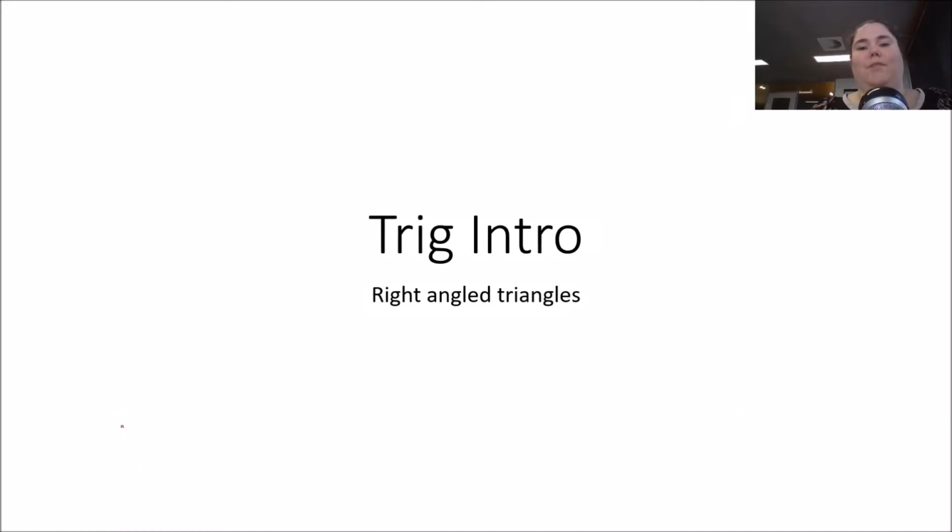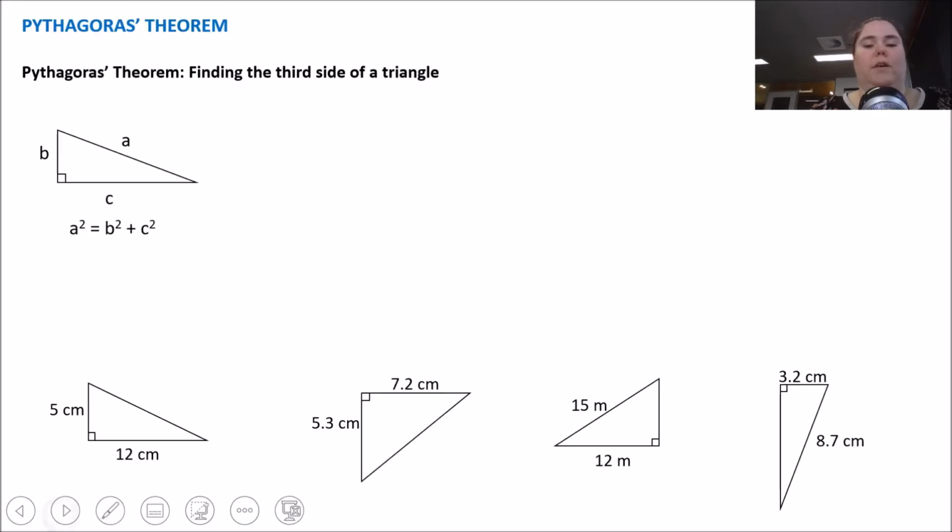Alright, intro to trig. This is all about right angled triangles and what you would have done in high school. So to start, Pythag's theorem. This is all about finding a side length when you already know two of the other side lengths. We're not dealing with angles yet, just dealing with sides. And this is our rule.